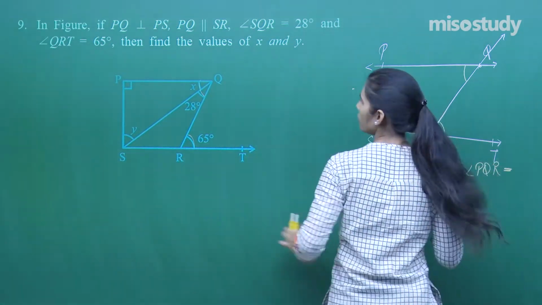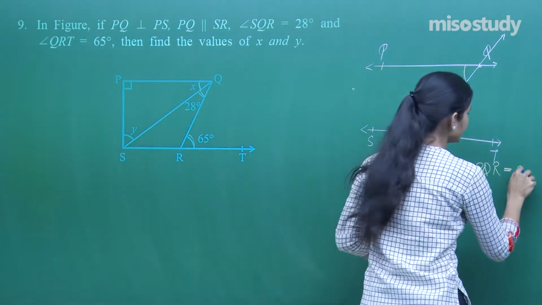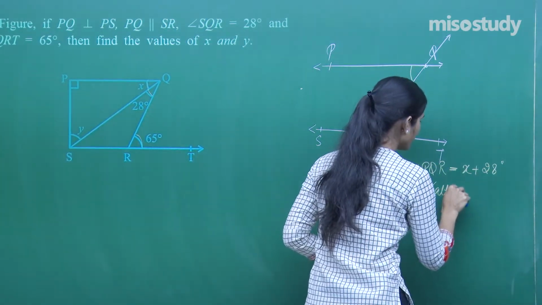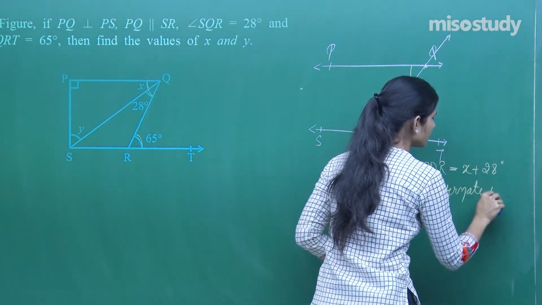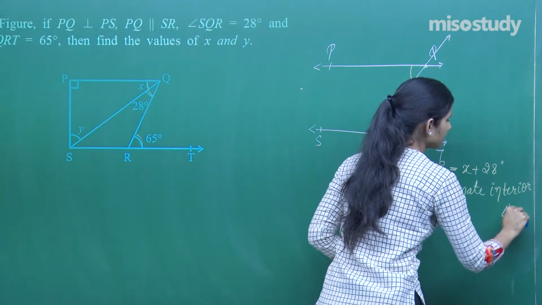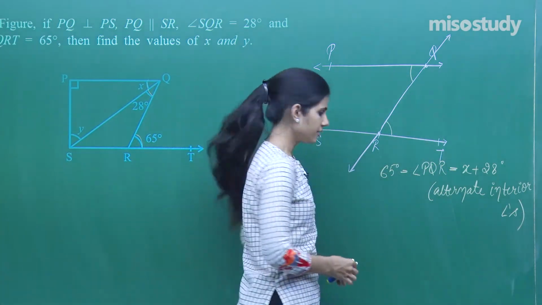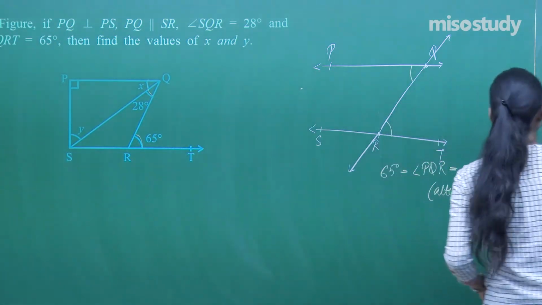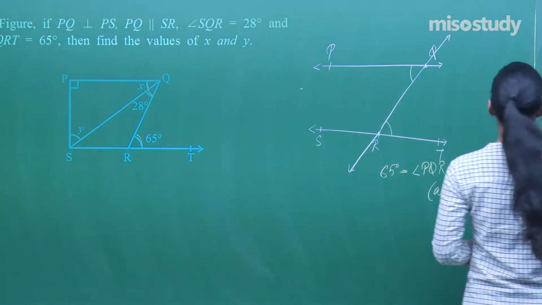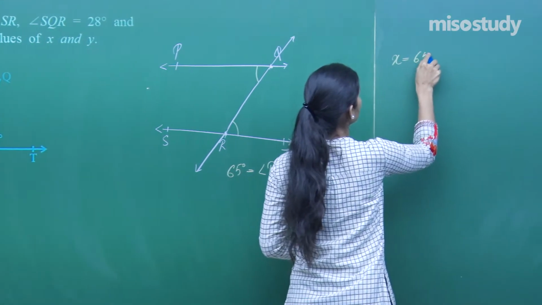What is angle PQR? It is X plus 28 degrees. Why? Because they are forming a pair of alternate interior angles. Okay? So if 65 is equals to X plus 28, X is 65 minus 28.